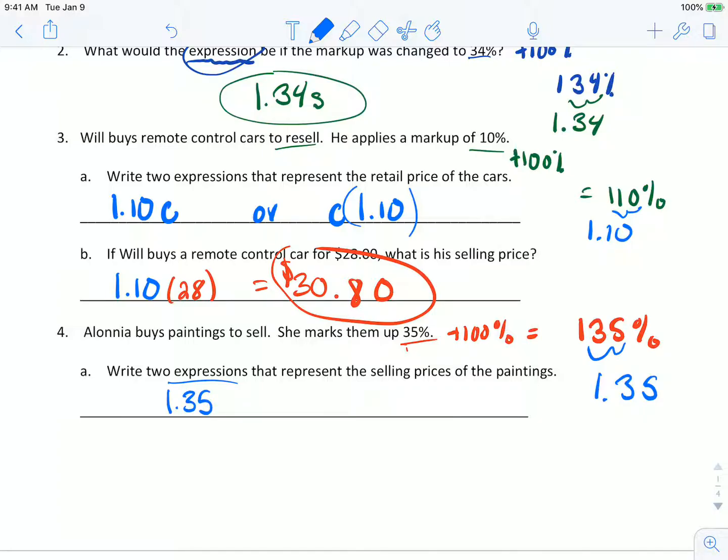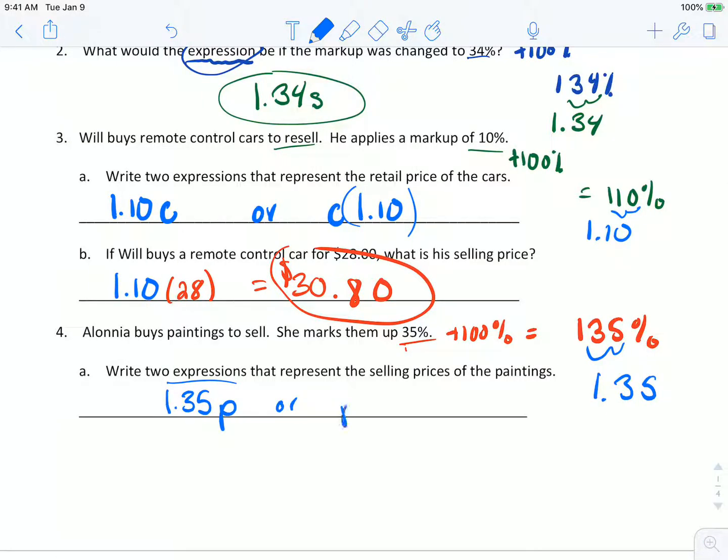135%. And I'm multiplying, what is she buying? Paintings. So I'm going to multiply the price of the paintings. So that's one way to write it, or we could write it the other way. Paintings, the price of the paintings times 1.35. You can do the dot for times. You could just have them scrunched up together, that means times. You can have the parentheses, that means times. With multiplication, it doesn't matter which one comes first. 2 times 3 and 3 times 2 both equal 6.